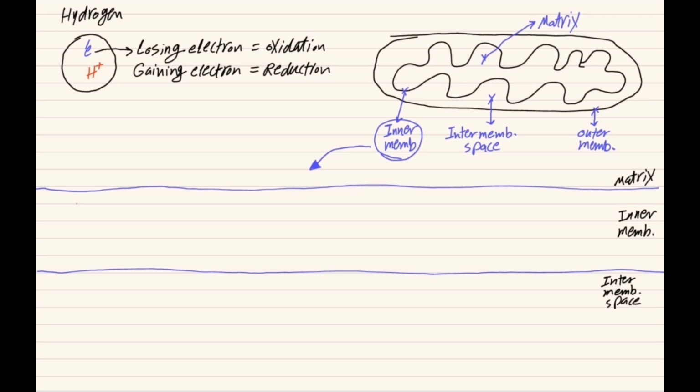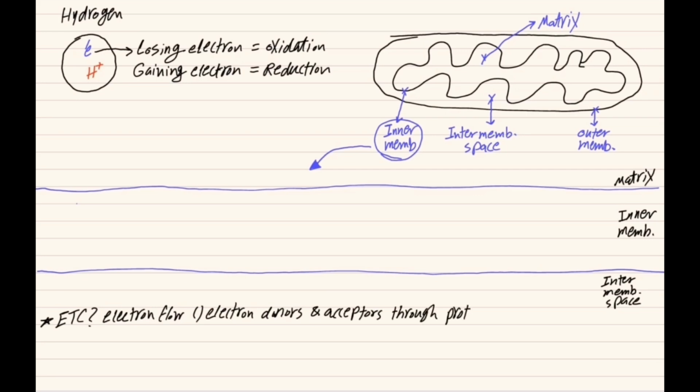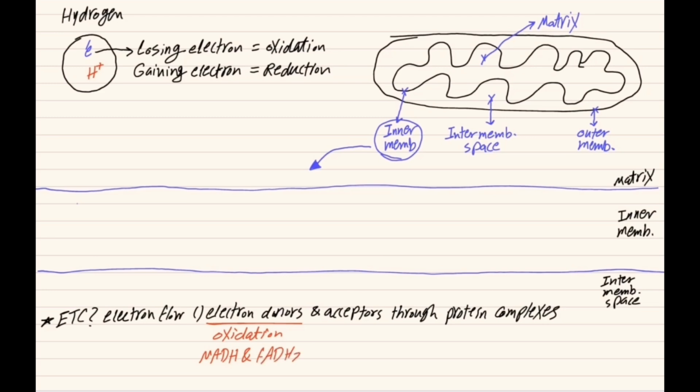Now let's get to business. What is the electron transport chain? It is electron flow between electron donors and acceptors through protein complexes. As we said, electron donors equal oxidation, and the ultimate donors are NADH and FADH2. Remember, we were talking about NADH and FADH2 as they produce energy, and this is how? Through the electron transport chain.